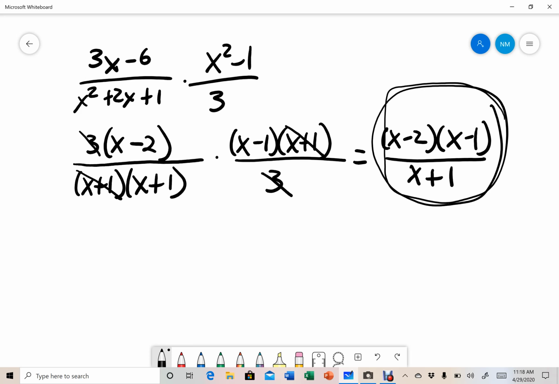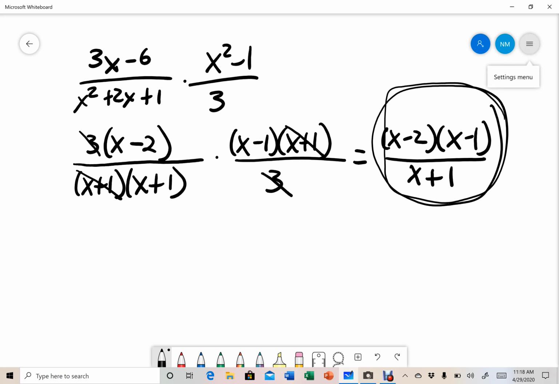So again, we only set things to equal 0 that have been canceled out and are not present in the denominator of our answer, okay? So that's the only time we set that to 0. All right, so that is the next one.